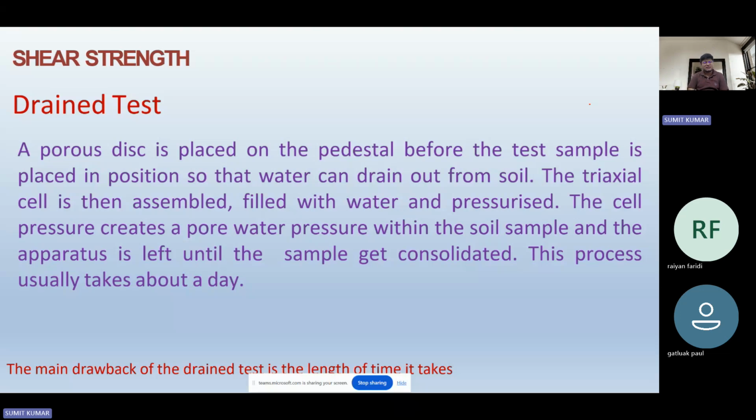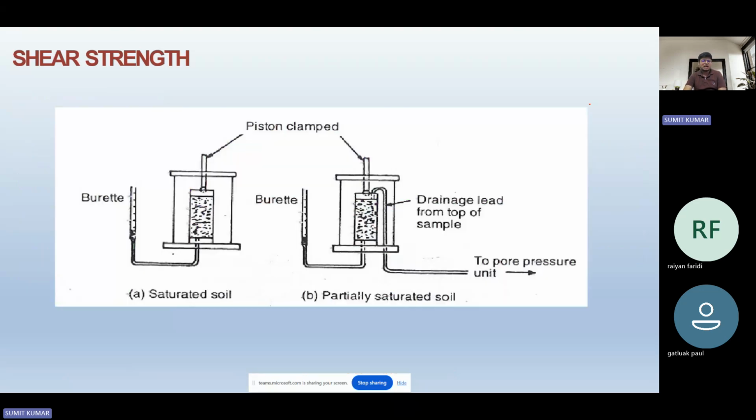Now if we move ahead, we see the UU test, in which drainage is not allowed throughout the test. It is said to be the quickest test. Now over here you see the saturated soil sample and the partially saturated soil sample. The piston clamp is there, and some other things like the pore pressure dissipation valve are also shown for the partially saturated sample. For the saturated sample, there is no pore pressure dissipation because the valve remains closed throughout the testing condition.